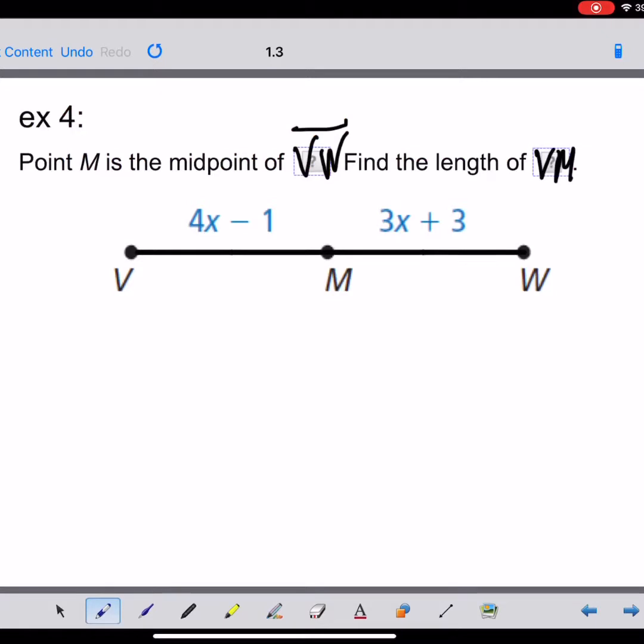So for example 4, they tell us that M is the midpoint of VW. So therefore we know the midpoint has created 2 equal congruent segments. They then want us to find the length of VM. Well, since there are 2 congruent segments, thanks to the midpoint, that means our 2 expressions are equal to one another. So here we go with algebra again. We set them equal and we solve.